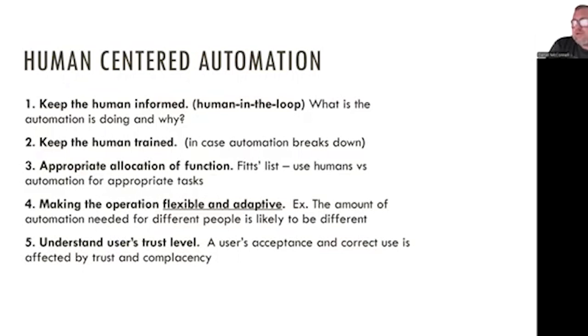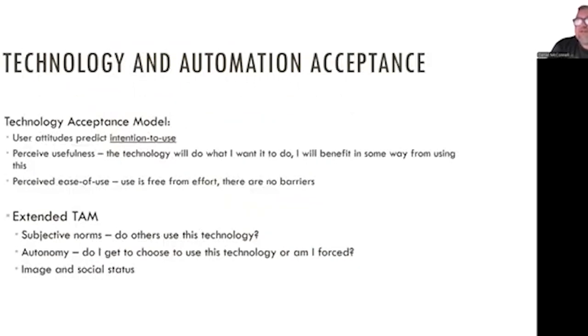And we want to ensure that our automation is as flexible and adaptive as it can be, but also we need to account for user trust, right? And what are the factors that influence a person's perception of the technology, so we can understand their trust levels and their tendency to complacency? So we can explain a little bit more here about the psychology side of trust and perception of reliability.